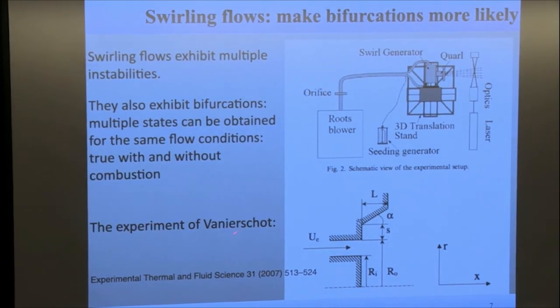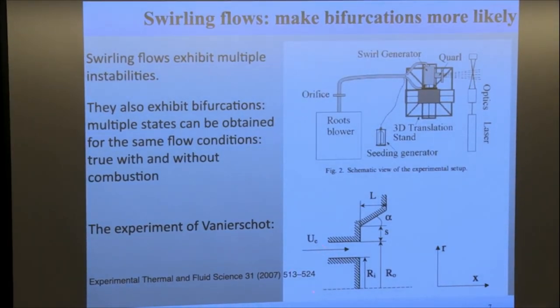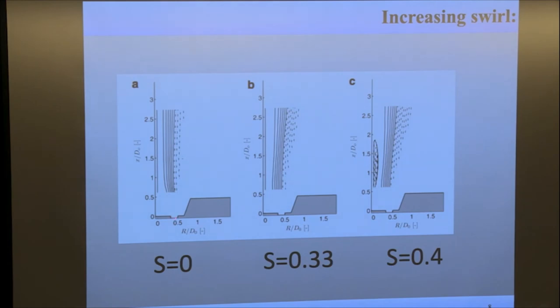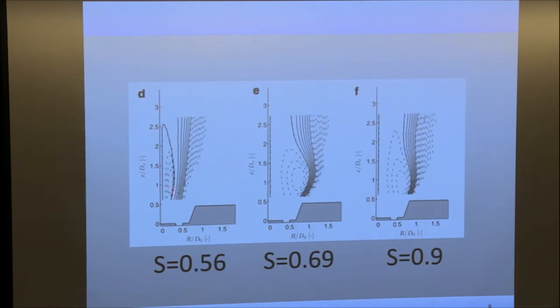This is an experiment of Vanier Schott published some time ago. It's a very simple one. You have an axis of symmetry here, and you have a swirl flow entering here through this jet. He has measured the flow field in front of this thing for a certain number of swirl numbers, that means the rotation of the jet. Here you have the hole, here you have the jet. When there is no swirl, the velocity here is only in the plane of the screen, you have a normal jet. Everyone knows that. When you increase the swirl, you see it's changing a little bit. You go to 0.4, you start seeing what we have mentioned already, a central recirculation zone. Then you keep increasing the swirl to 0.56, and you get a larger recirculation zone. You go to 0.9, you get a very big one.